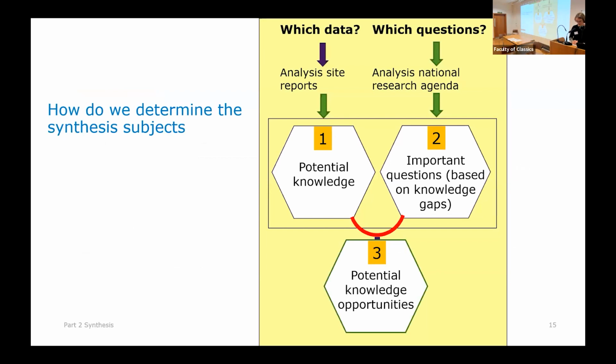So the basis of every synthesis in this second Valletta Harvest project is the research question from the National Archaeological Research Agenda. These research questions are based on knowledge gaps in Dutch archaeology. It's number 2 on the slide. In combination with the amount of potential knowledge in a good number of site reports, number 1, so we look at what's already published in site reports, this leads to subjects that are suitable for synthesis, so-called knowledge opportunities, number 3. And the knowledge opportunities are transformed into synthesis topics.